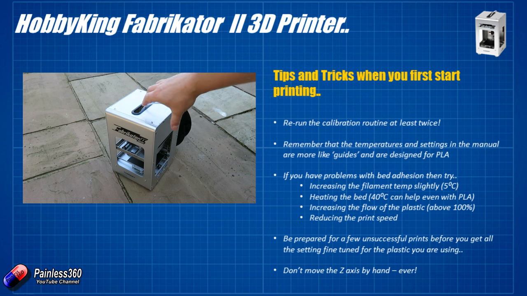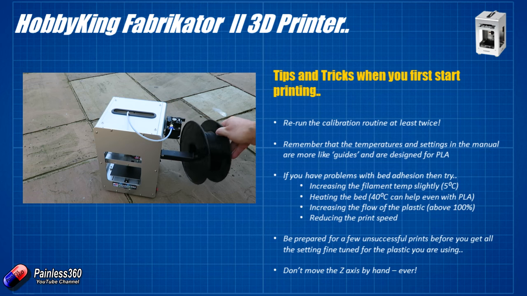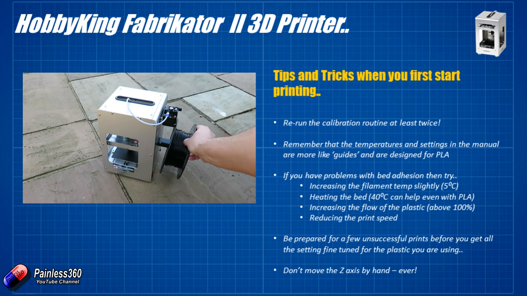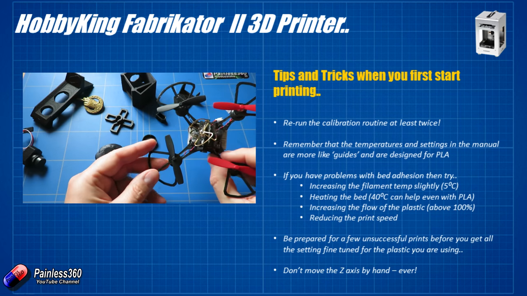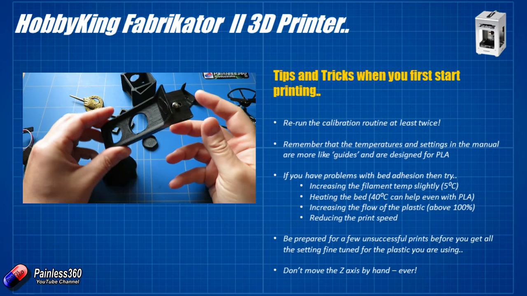Do remember to get yourself some filament. The filament doesn't come with a printer, that's the only thing you're going to have to get in addition. HobbyKing sell loads of it, but it's available from lots of different places as well. Remember, if you're going to start off, PLA is probably slightly easier to print and doesn't need the higher temperatures, but in terms of the parts that will be more useful for radio control and be a lot more robust, then personally, I would always look at ABS.